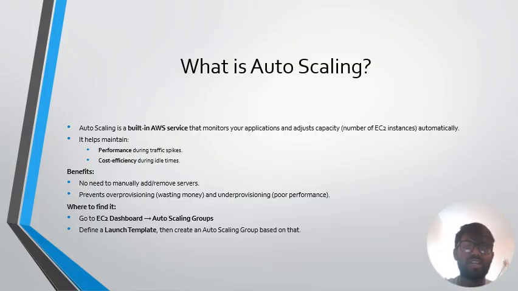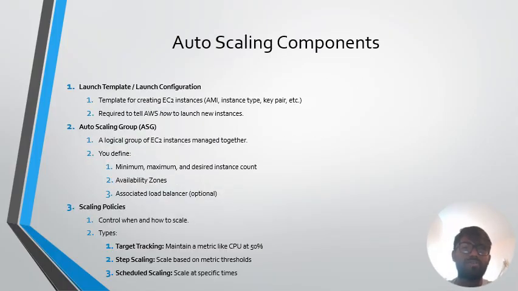You can find autoscaling in the AWS console by going to the EC2 dashboard, and then clicking on Auto Scaling Groups. Then you can define a template of whichever size you want. Auto Scaling components.